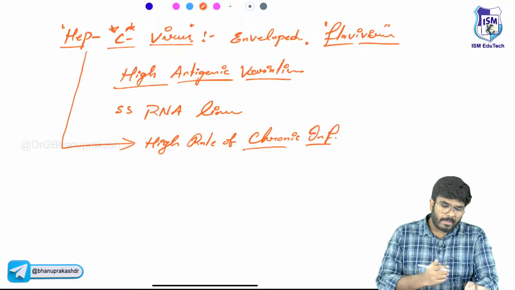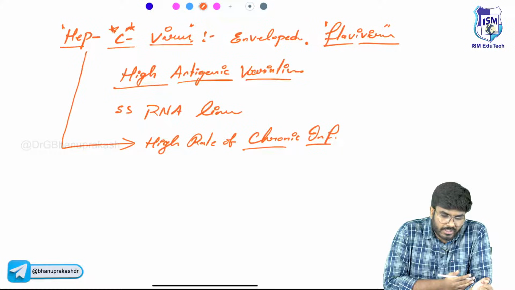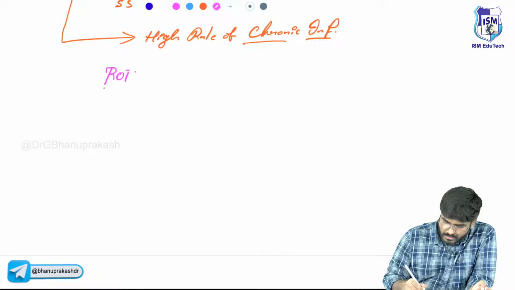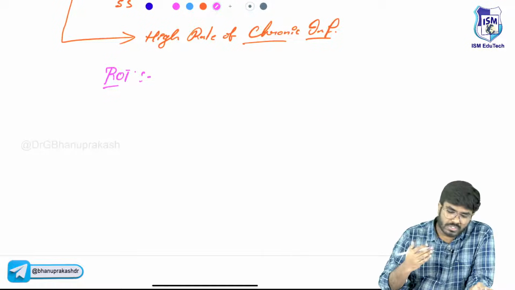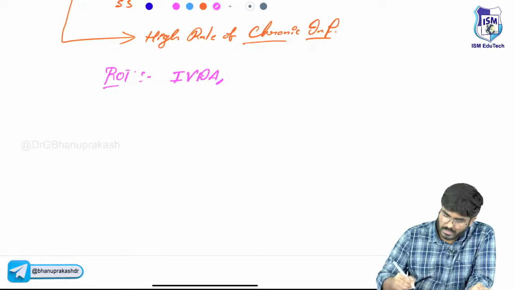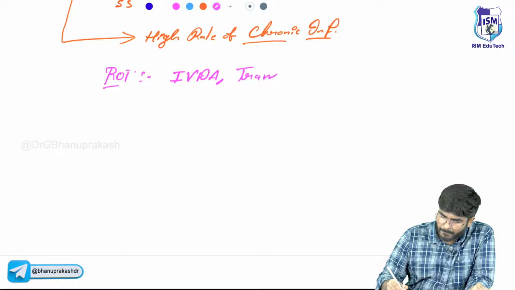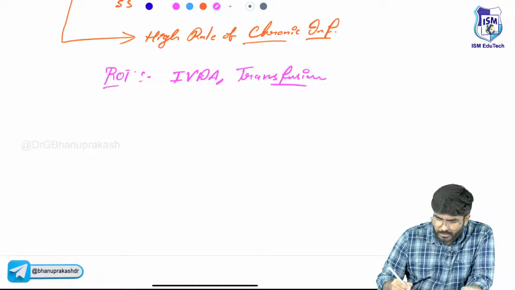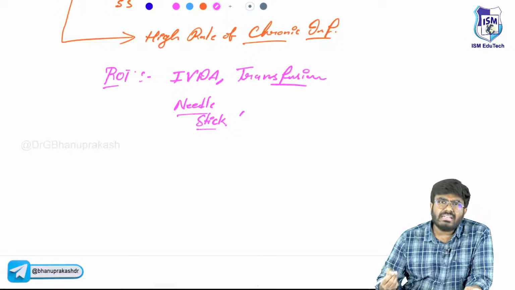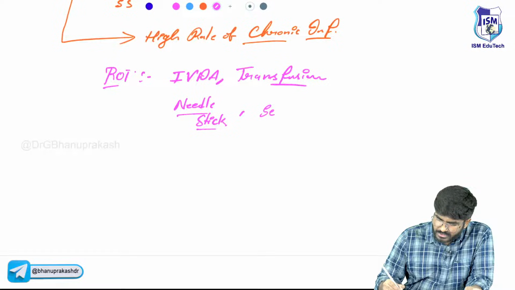So what else should I teach you? How do you get hepatitis C? One thing I forgot: the route of transmission. Most of the time it is IV drug abuse or transfusion associated. It can also be because of needle stick injury. Rarely, very rarely, it is sexually transmitted.